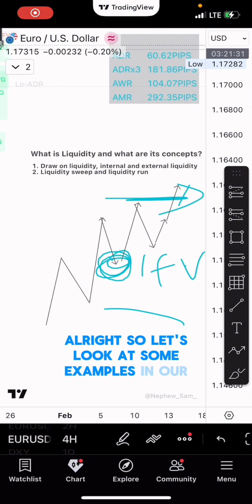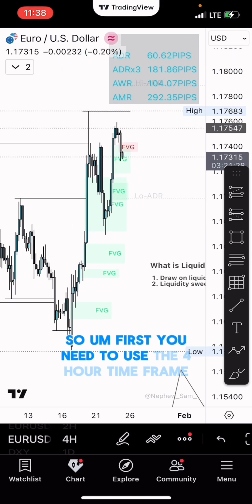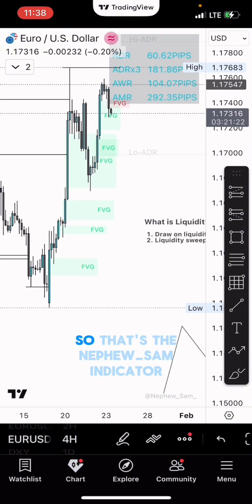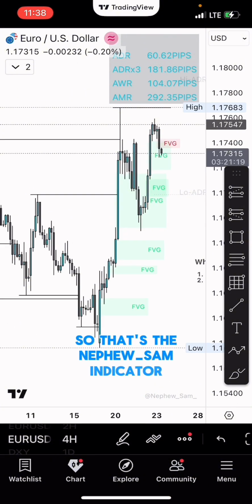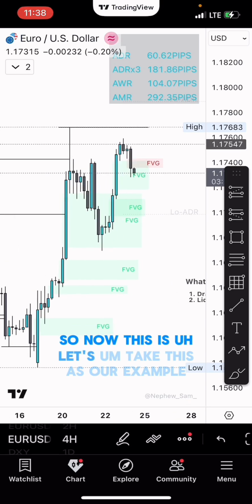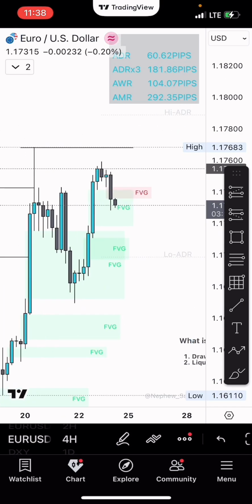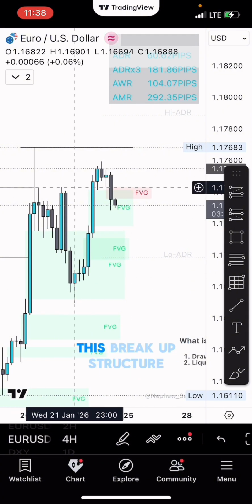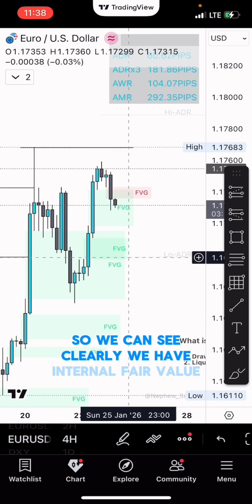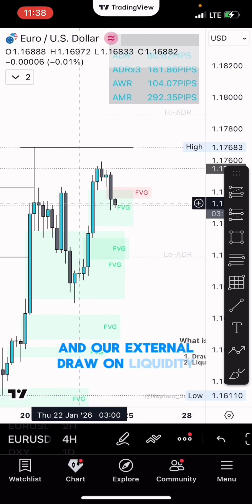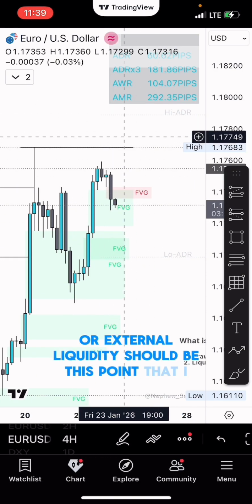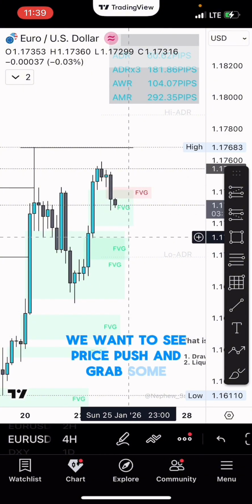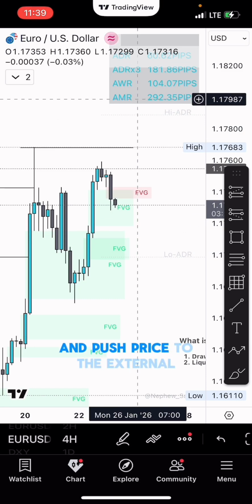So let's look at some examples in our chart. First you need to use the 4-hour time frame and then make sure you turn on your fair value gap indicator. Now let's take this as our example. If this is our structure that we're working with, with this break of structure, we can see clearly we have internal fair value gap and our external draw on liquidity or external liquidity should be this particular point that I've marked here. So we want to see price grab some liquidity from this internal and push price to the external.